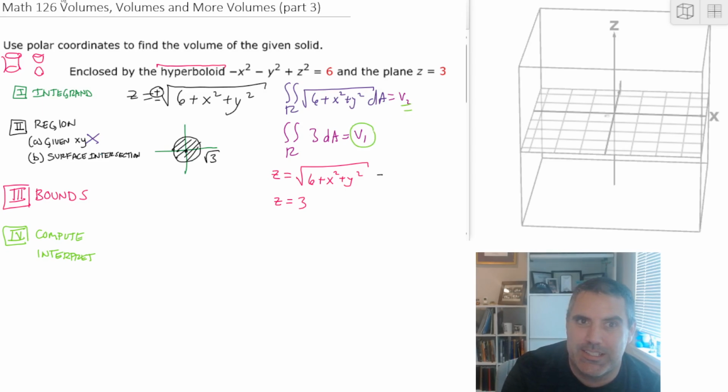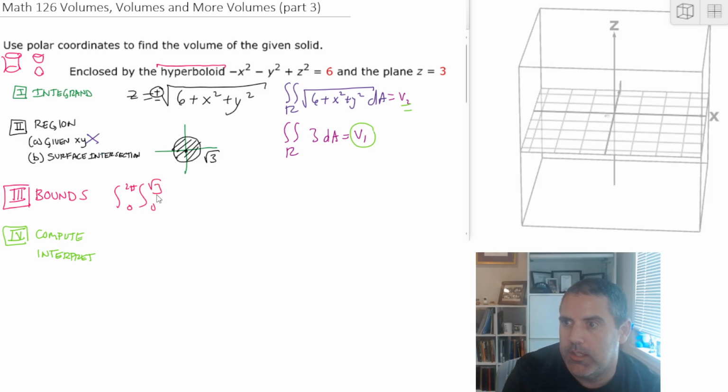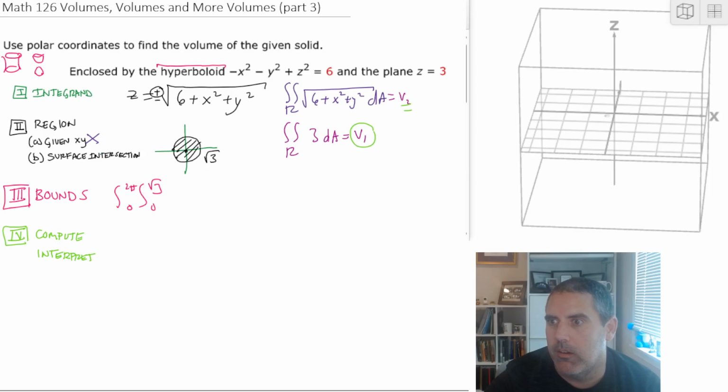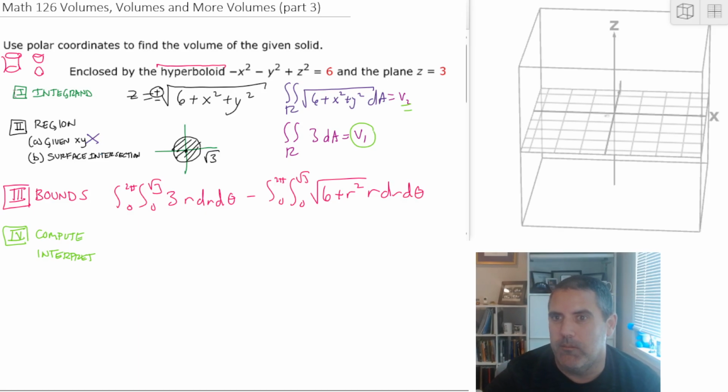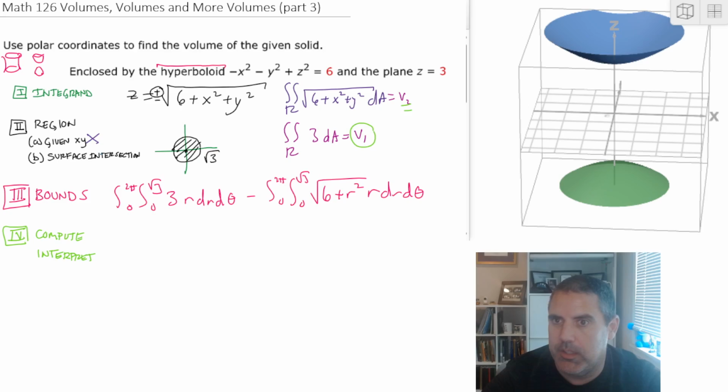But I made the point in class that even if you were stuck, what's nice about all of this is we can proceed no matter what. So I'm going to do it in polar, 0 to 2 pi, 0 to root 3. And then, we said that 3 is bigger. So 3 r dr d theta. And then I'm going to subtract the double integral, 0 to 2 pi, 0 to root 3, square root of 6 plus r squared, r dr d theta. Compute, done.